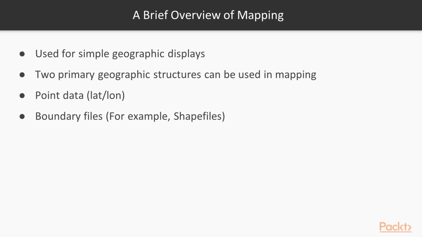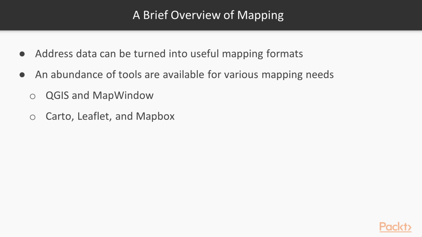We've got essentially two primary geographic structures that we work with in mapping. Point data, which is most often found by latitude and longitudinal coordinates, and then boundary files or shape files or polygons, all meaning essentially the same thing. So those would be boundaries at the national, state, provincial, county level as examples. We can also take raw address data and put it through a geocoding tool, run some processes on it, and convert it into useful mapping information.